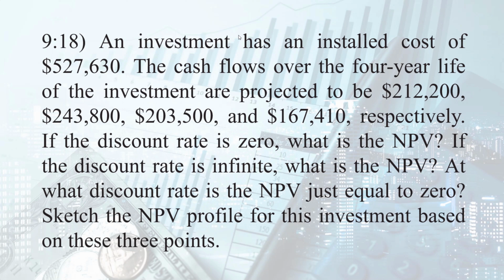An investment has an installed cost of 5,27,630. The cash flows over the 4-year life of the investment are projected to be 2,12,200, 2,43,800, 2,03,500 and 1,67,410 respectively. If the discount rate is 0, what is NPV?